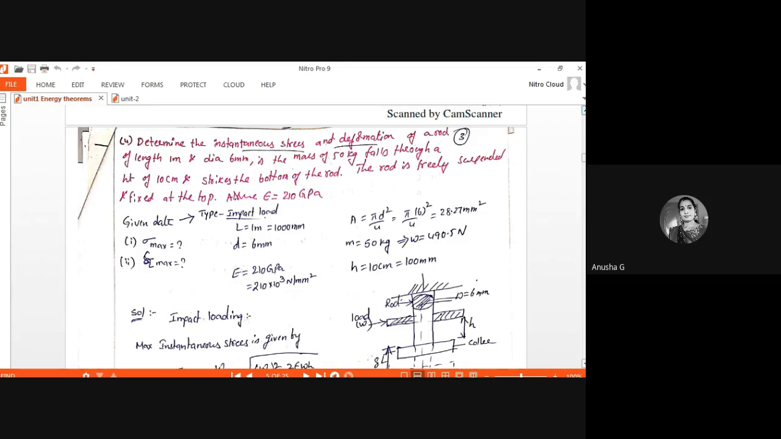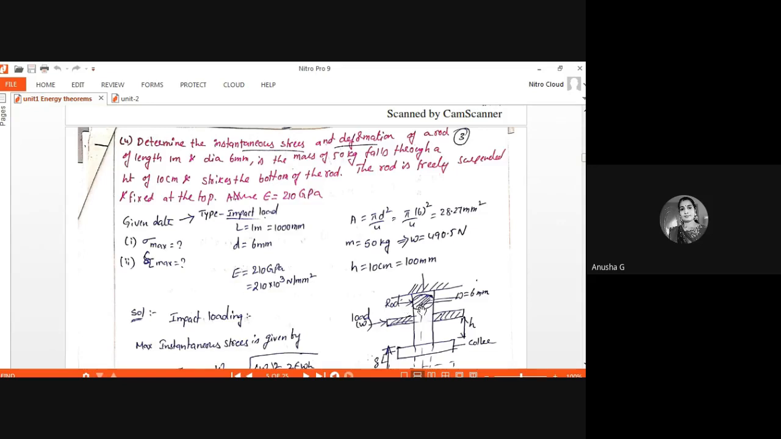Instantaneous stress and deformation of a rod of length 1 meter. Determine the instantaneous stress and deformation of a rod of length 1 meter and diameter is 6 mm. Length is 1 meter, diameter is 6 mm. Here you can observe this diagram. Is the mass of 50 kg.